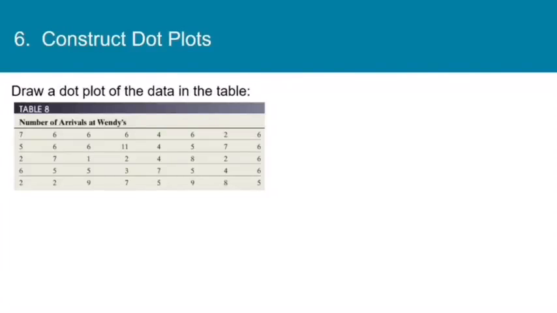So we'll draw a dot plot for this data that you may remember from the beginning of the section. First, I need to find the smallest and largest values, and it looks like the smallest value is a 1 and the largest is 11. So I need my number line to go from 1 to 11.